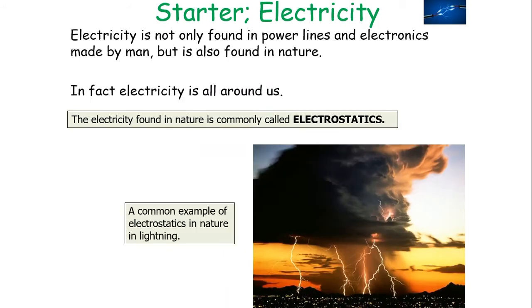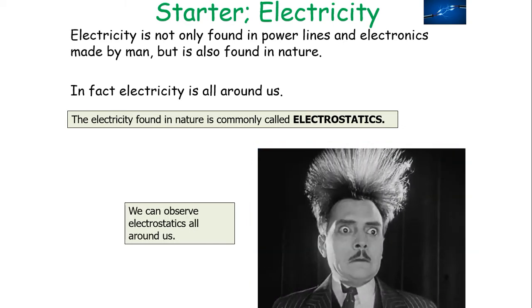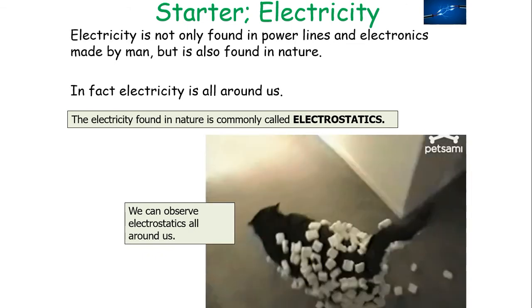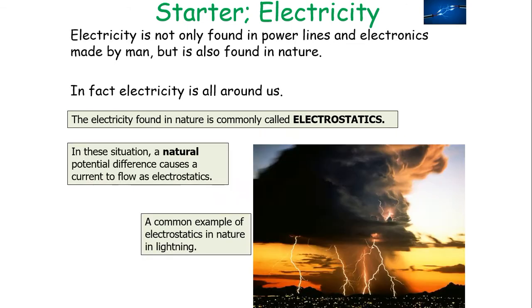Now, electricity is not only found in power lines and electronics made by humans, but it's also found in nature. Electricity is all around us, and the electricity found in nature is commonly called electrostatics, and we can observe electrostatics all around us in many different situations. A common example of electrostatics can actually be lightning.